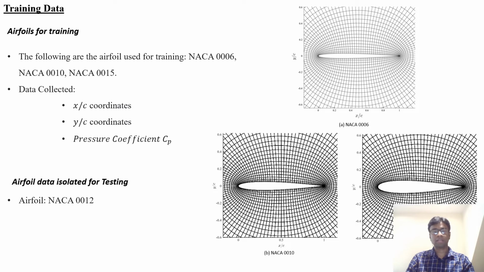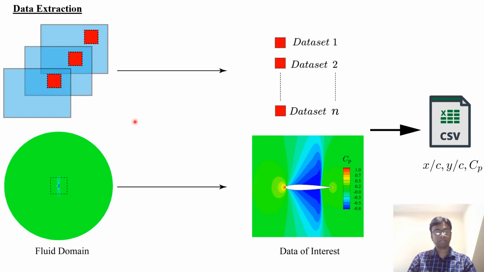To construct a training dataset, I use three different airfoils, and the data collected are X/C, Y/C, and their corresponding pressure coefficient. And the data which is isolated for testing is NACA 0012. For data extraction, the ROM doesn't have to see all the parameters in the fluid domain. So the data of interest is isolated from the fluid domain, that being coefficient of pressure. And it is stacked up into a column of CSV file. We have three columns, X/C, Y/C, and the corresponding coefficient of pressure.